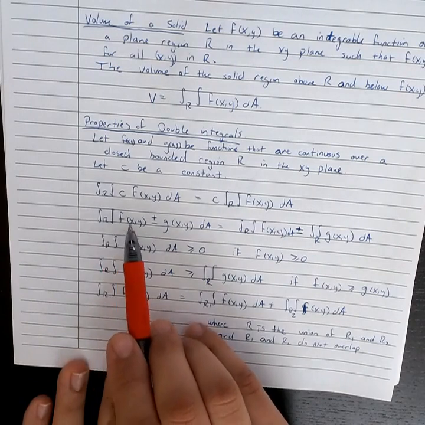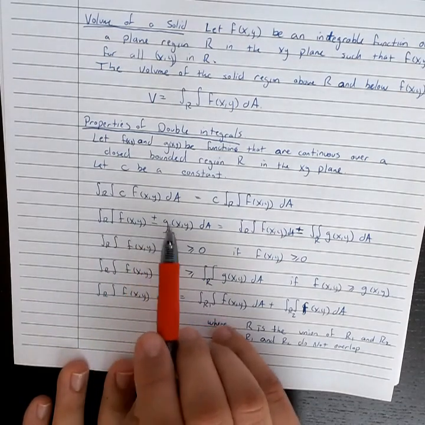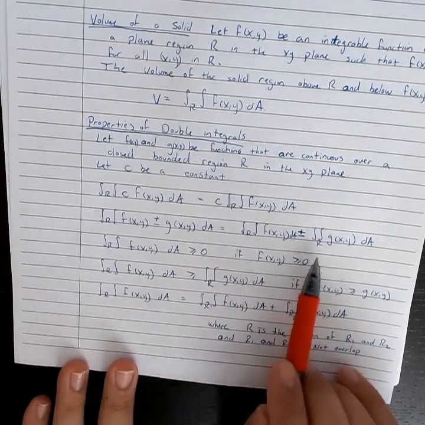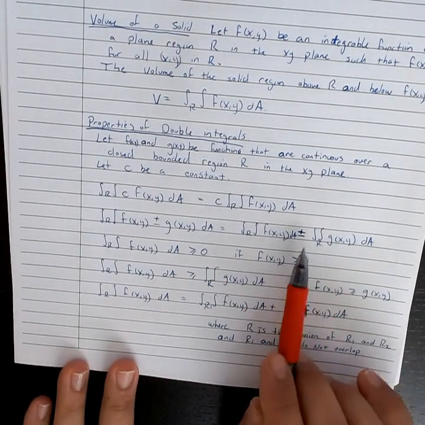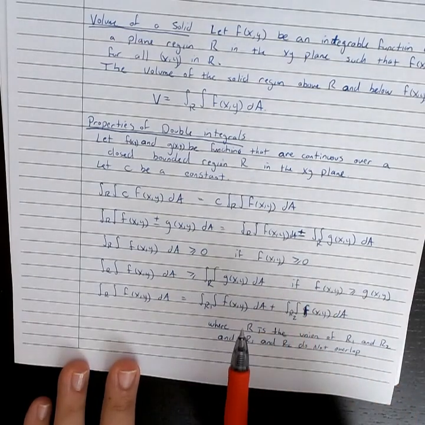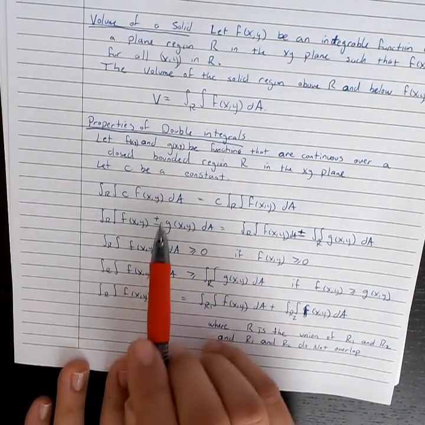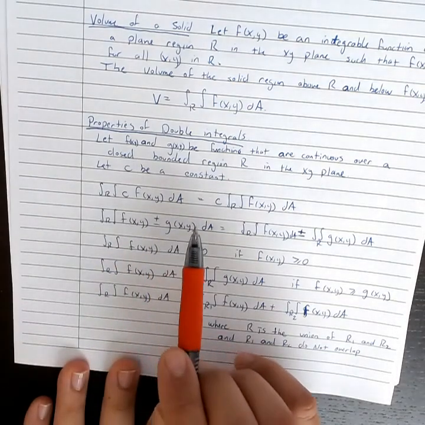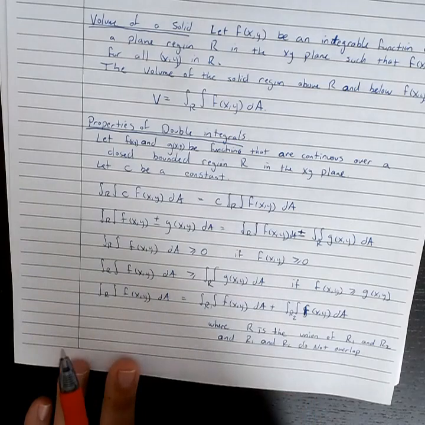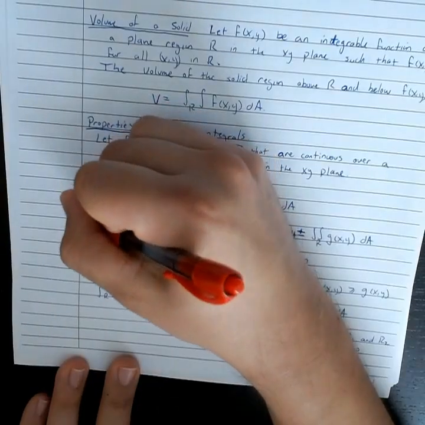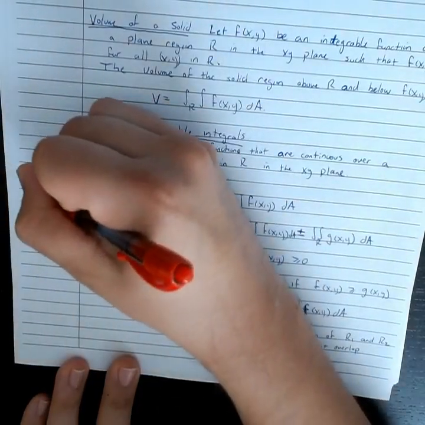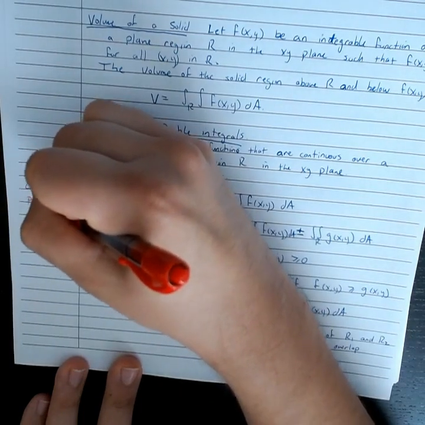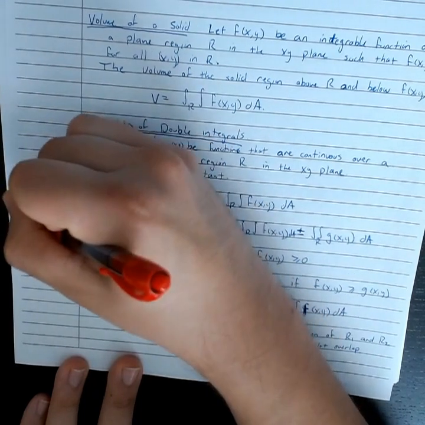This one says, if you take the double integral of the sum or difference of two functions, that's the same as taking the double integral of one function, the double integral of the other function, and then just adding or subtracting after the fact. Or, some people like to say, you can split the integral. Putting these together, this is called the linearity property of double integrals.